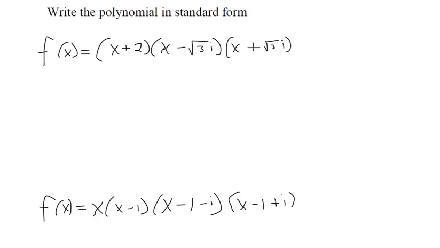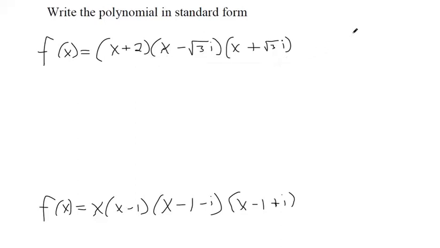When they ask us to write this polynomial in standard form, that means that they want it to be x to the third plus 2x squared, all that stuff. Okay, so we got to multiply these out. And you could start by multiplying these two parentheses, but you can make your life easier by multiplying these two because they're conjugates. We're going to see things cancel out.